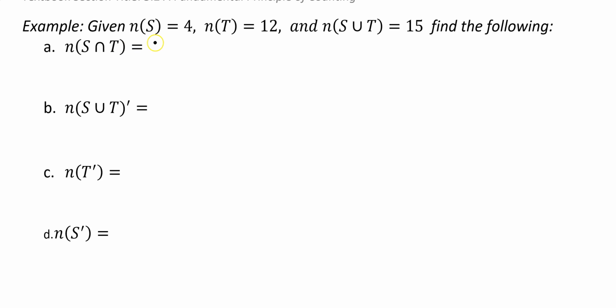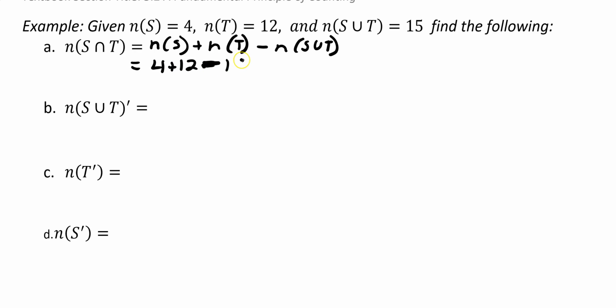I want to take the number in S plus the number in T and subtract the number in the union of S and T. This will have 4 plus 12, minus 15, and that will equal 1. So the number of elements in the intersection of S and T is 1. At this point, I'm going to build a Venn diagram to place all my values.